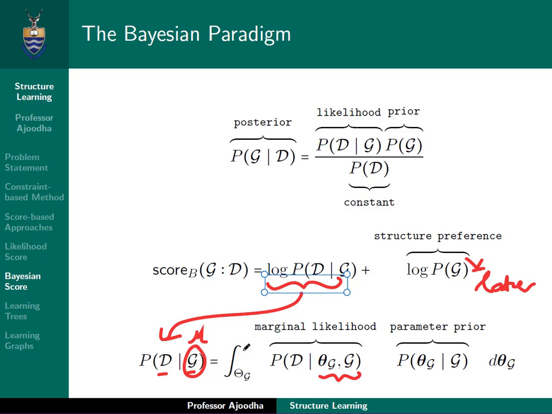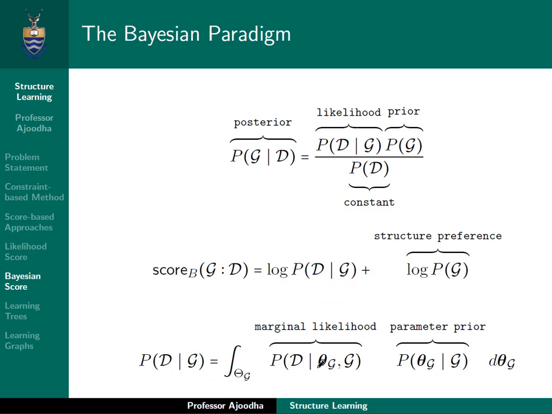And we're going to integrate over all possible parameters, all possible parameters for this particular structure, G. So now it's no longer the maximum likelihood. Now we're looking at something called the marginal likelihood. For all possible parameters, you have the probability of the data given those parameters and the graph structure, multiplied by a parameter prior. And this parameter prior is the probability of the parameters that you pick given the data.